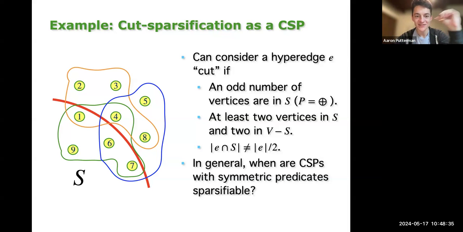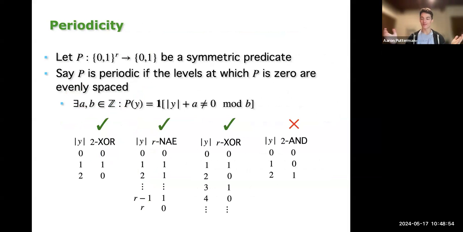And it turns out that there's one underlying number theoretic property about these symmetric predicates that arises, and which almost entirely governs their sparsifiability. So I'm going to introduce this property, and then I'll be able to say the main theorem that I'll prove today. In particular, the property that governs sparsifiability is called periodicity.